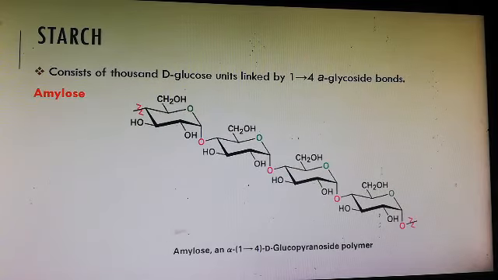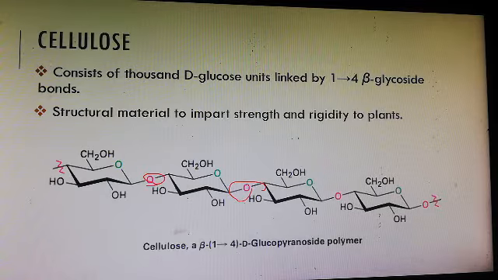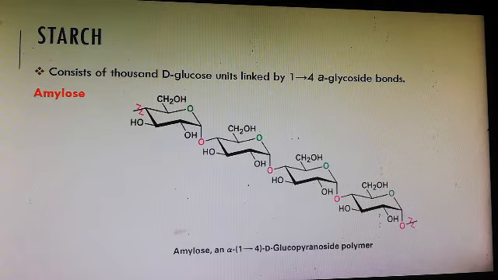So we have also starch. The starch can be separated into two fractions, the amylose and amylopectin. Also, starch consists of thousands of D-glucose units linked by 1 to 4 alpha-glycoside bonds. Earlier, cellulose was beta, this starch is alpha.